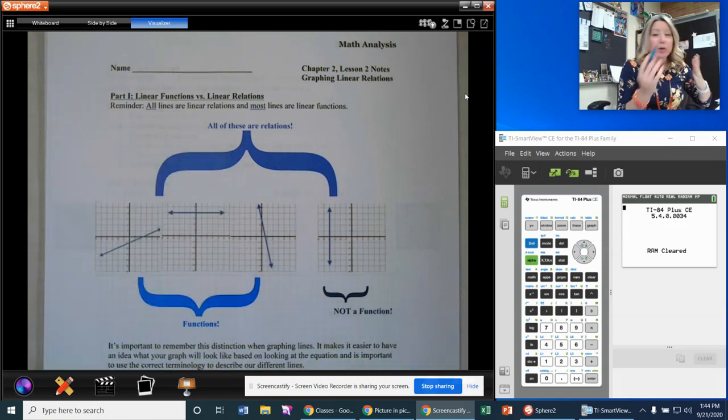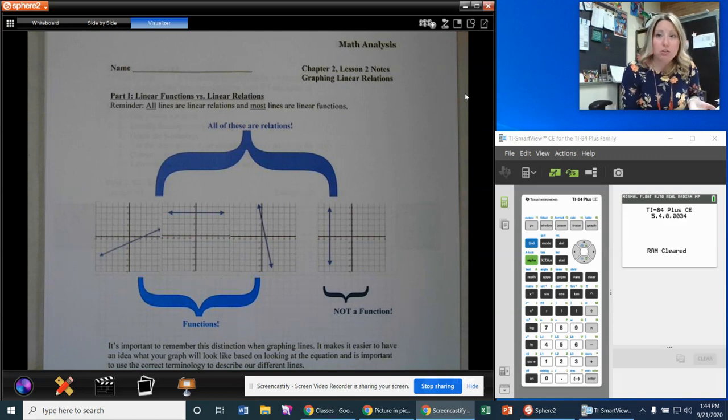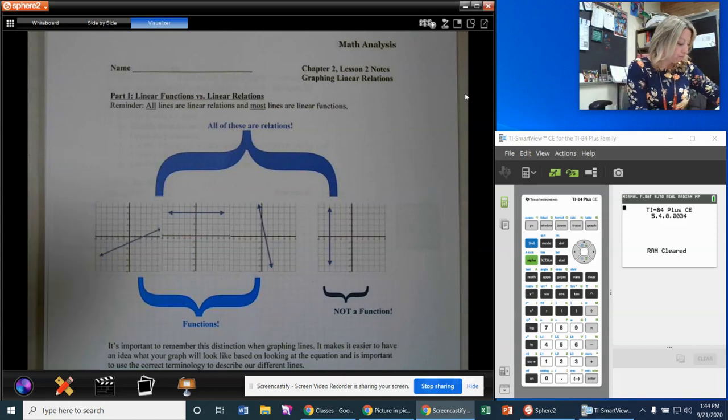Okay, so just a quick review of our definition of function and relation and why I just refer to this as graphing linear relations, because they're all relations. Most of them will be functions. Only vertical lines are not functions.